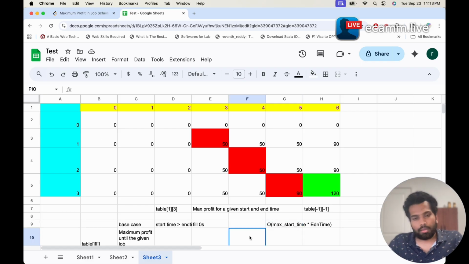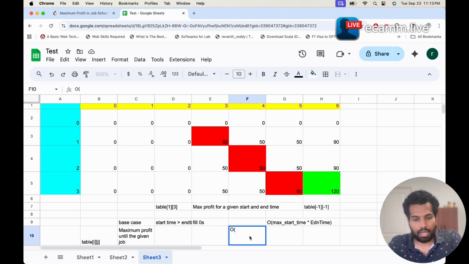And what about the time complexity here? Again, the time complexity is the same thing, it is max start time and max end time.